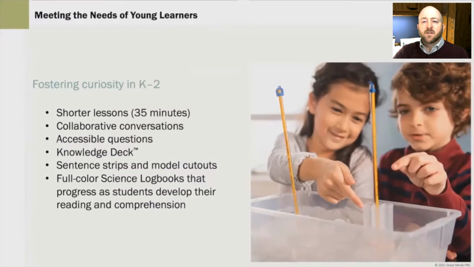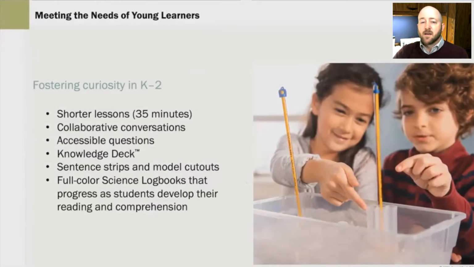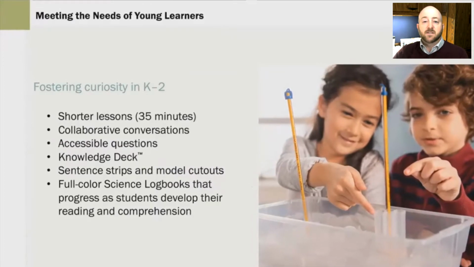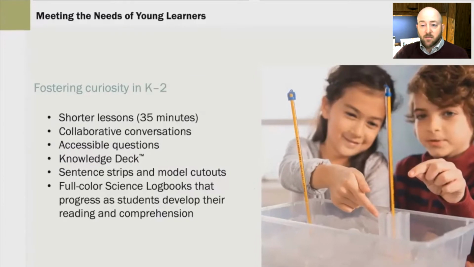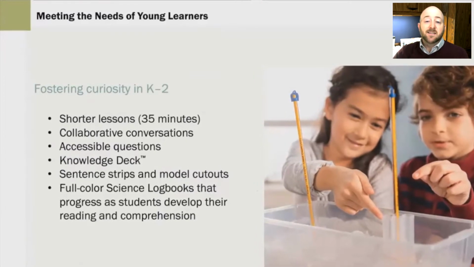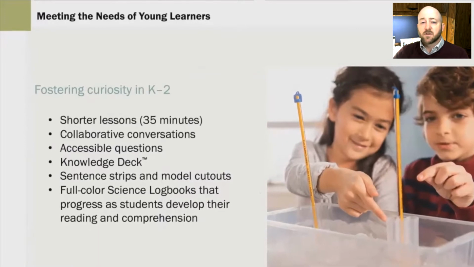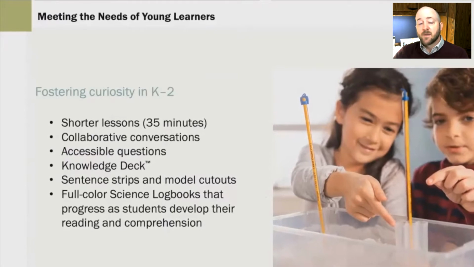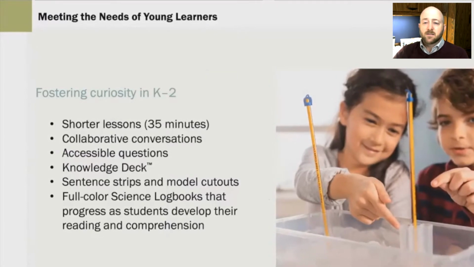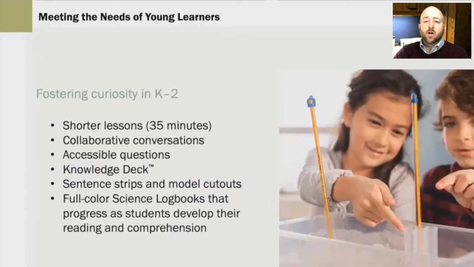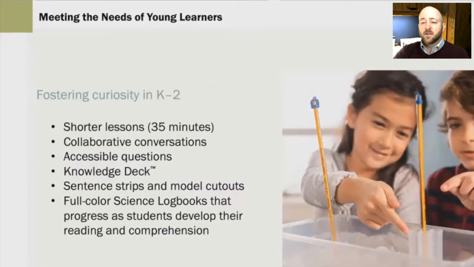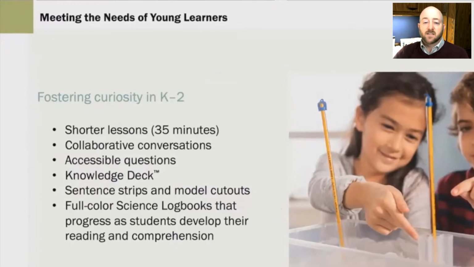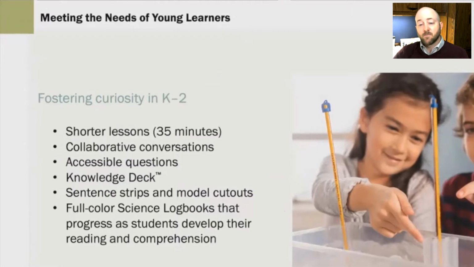We know that science is often a lower priority in a K-2 classroom. That's why the K-2 curriculum specifically meets the needs of young learners. For instance, lessons are shorter to account for student stamina, collaborative conversations, and accessible questions create dialogue and discourse. Our knowledge deck posters and cards have simple yet engaging text and imagery. Full-color science logbooks have icons, pictures, sentences, and decodable words that progress across K-2. And students use sentence strips, model cutouts, and other artifacts to interact with their investigations and their anchor visuals.